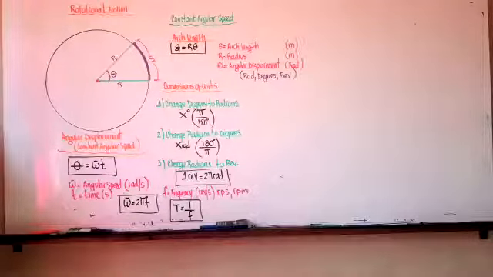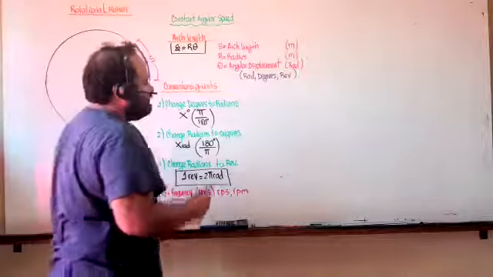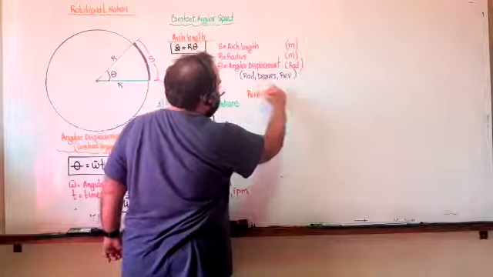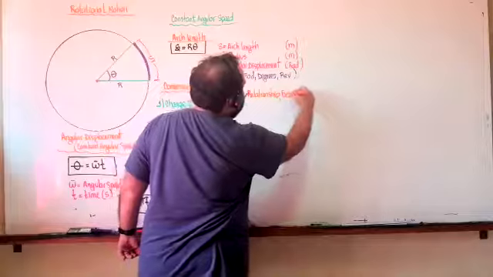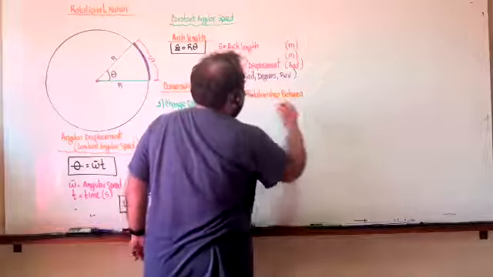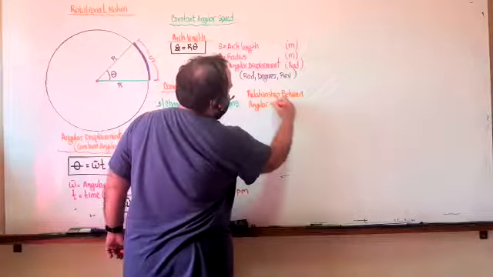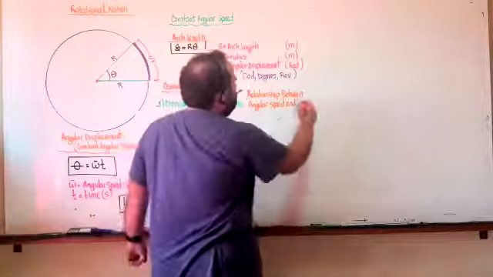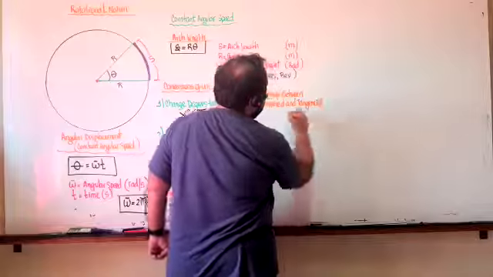And after that, my dear students, we have another relationship. This other relationship is given between angular speed and tangential speed.